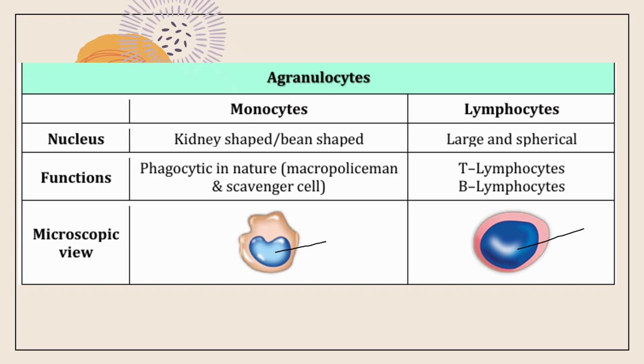Functions of monocytes include being phagocytic in nature. Monocytes also eat the bacteria and viruses, so they are macropolicemen and scavenger cells. Scavenger because they eat up the bacteria.